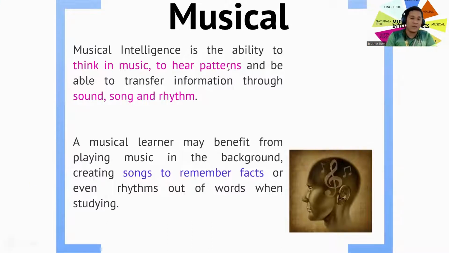First is musical. Musical intelligence is the ability to think in music, to hear patterns, and to be able to transfer information through sounds, songs, and rhythm. Musical learners may benefit from playing music in the background, creating songs to remember facts, or even making rhythms out of words when studying.